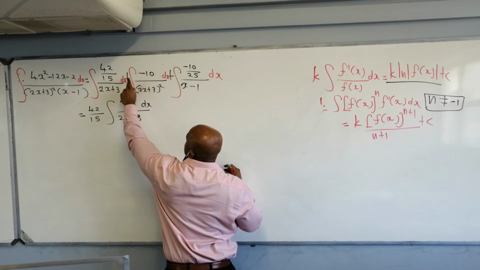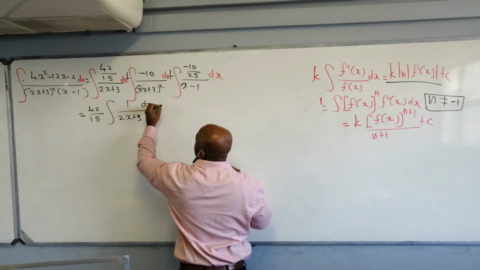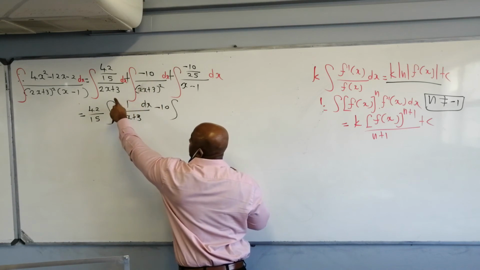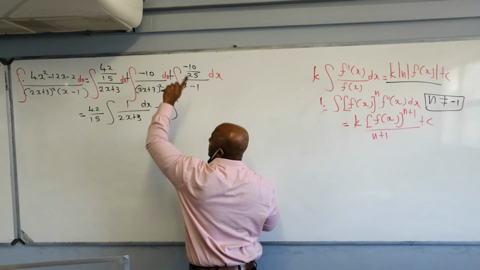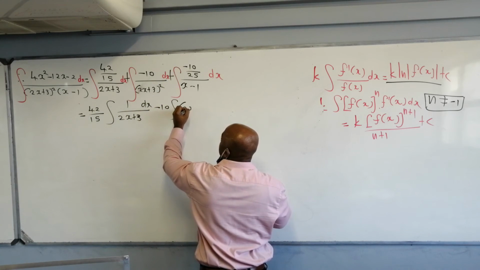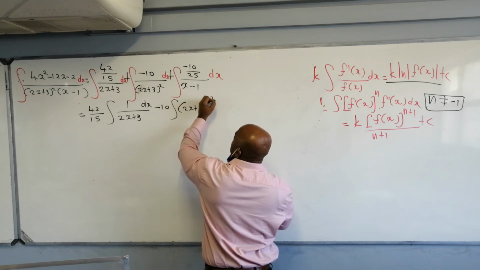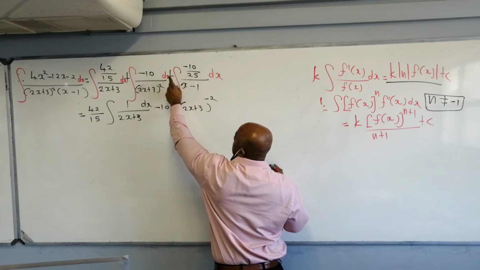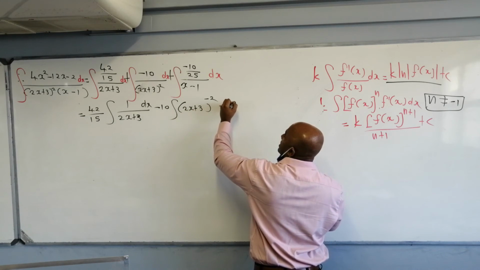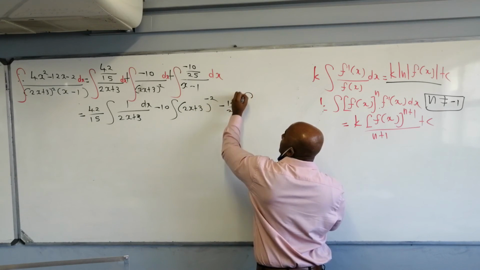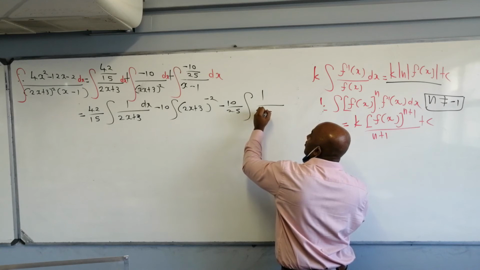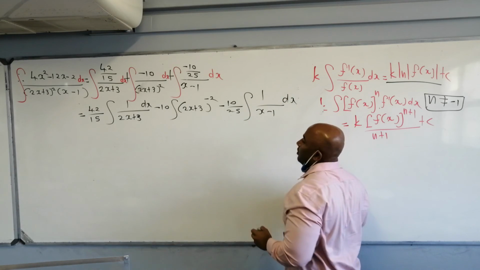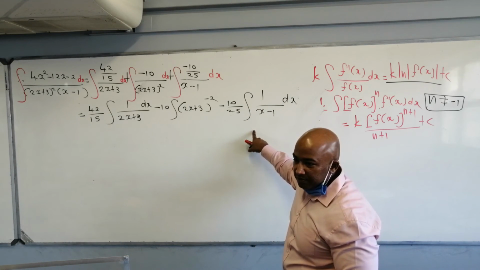Okay, let's take the negative 10 multiplied by 1, so that's minus 10. This is not the same as the first one. This you must take to the top. So that will be 2x plus 3 to the power minus 2. This one, positive times negative, so it will be minus 10 over 25. And this becomes 1 over x minus 1, which you will leave in the denominator.